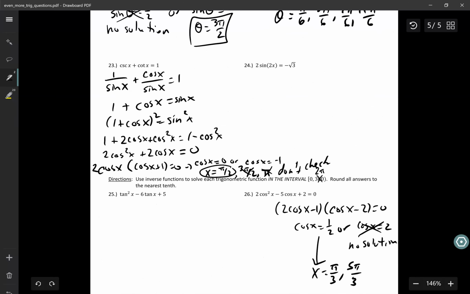Let's look at a couple more here. I think I got 2 more. This one's similar to the last one. It's just there won't be as many. All right. Isolate the sine.